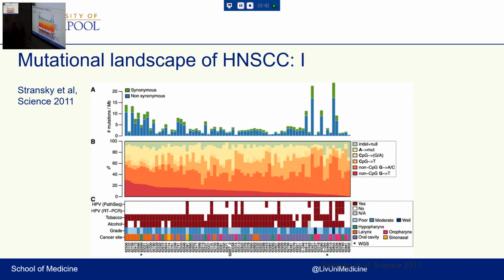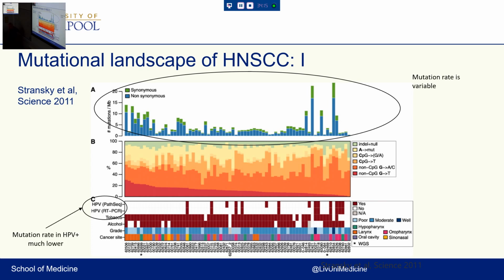So what about the mutational landscape? Two papers came out in the same issue of Science about 10 years ago, which are very interesting and have set the landscape in which, for the last decade, we, as head and neck cancer researchers, have largely been working. So here we see, across this group of patients, the mutational load. And you can see how it varies quite considerably from patient to patient. Some have very high levels of mutational burden, but in general it's a fairly moderate level.